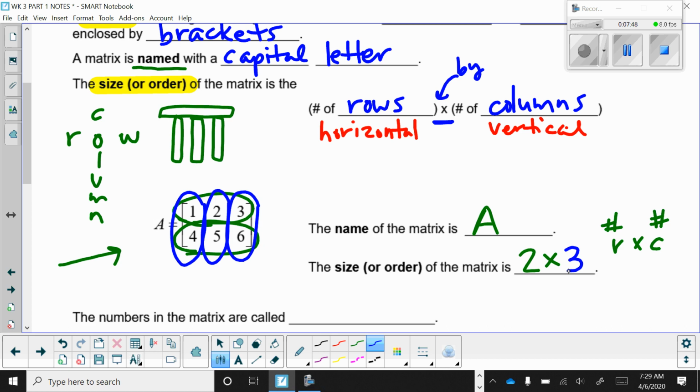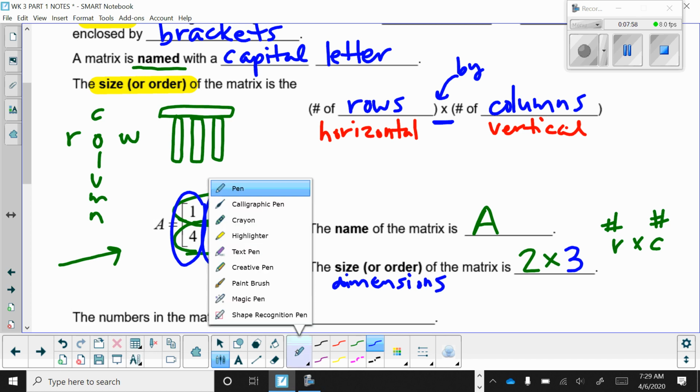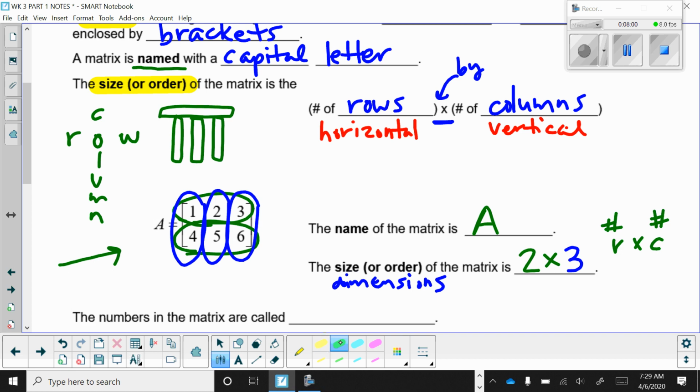One other word you might see for size or order is dimensions. So that's three words that mean the same thing. Size, order, or dimensions of a matrix are all talking about the rows and columns. Now looking at this matrix A, how many different numbers do you see in there?